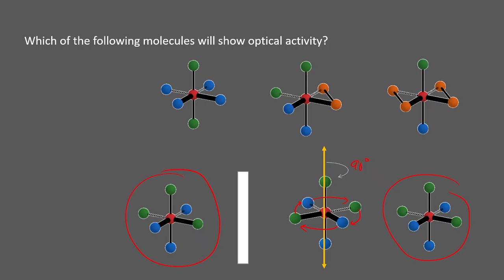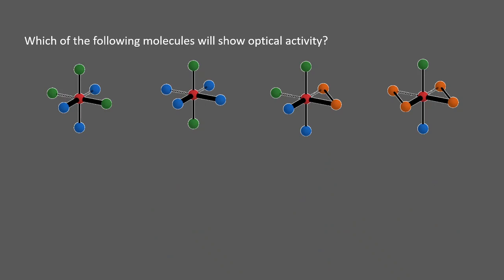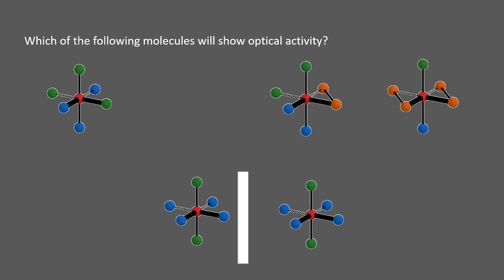So this is not an optically active molecule because its mirror image turned out to be the same as the parent molecule. How about the second one? And this is where you don't have to even do anything to the molecule. You can see that the mirror image molecule is superimposable. How about the third one?